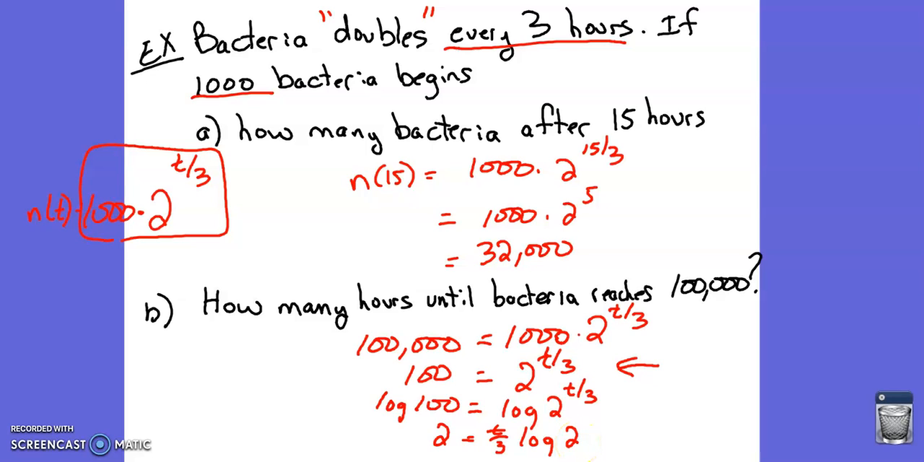And then what you're going to do is divide both sides by log of 2. So this literally goes to 2 over log of 2, and then just multiply by 3. And you're going to get approximately 9.93. So it takes about 10 hours. So if we rounded, it would be about 10 hours before the population of the bacteria reaches 100,000.